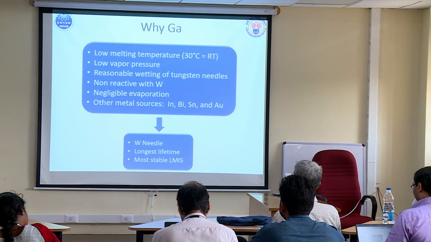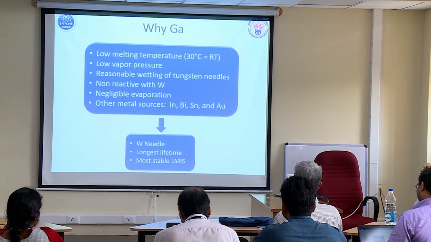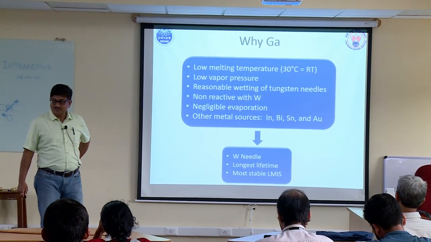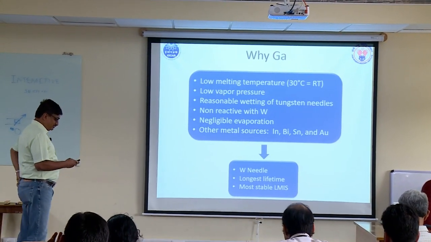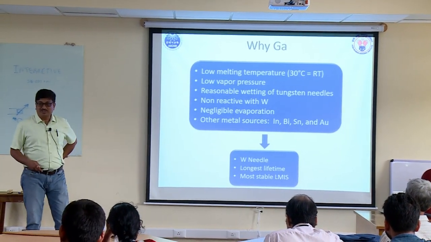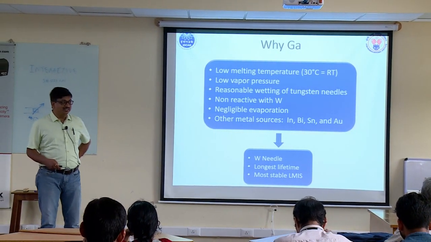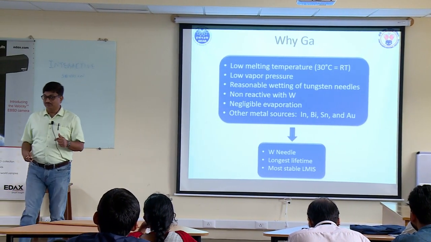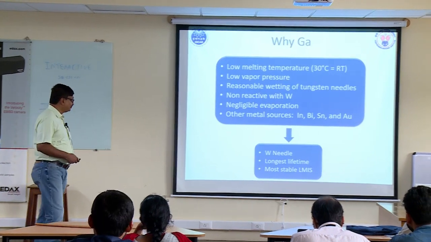So basically, as you know, you can also try to use something like indium, bismuth, tin and gold, but they do not have all the properties of gallium. Of course the tungsten needle part is not what I am going to discuss. It is also there for your FIB, but that will be used for the TEM lamellae preparation, which is not in the scope of my talk.